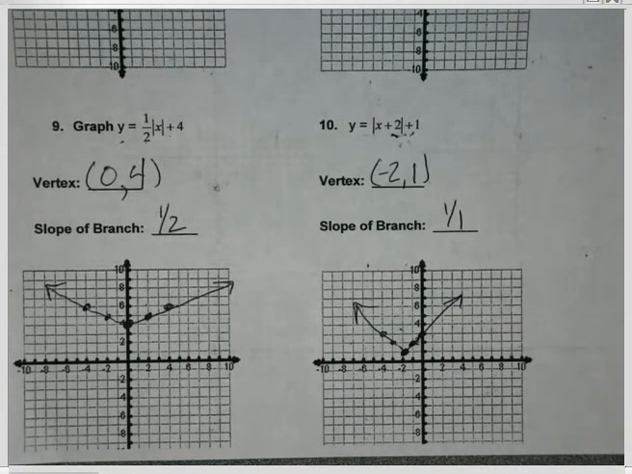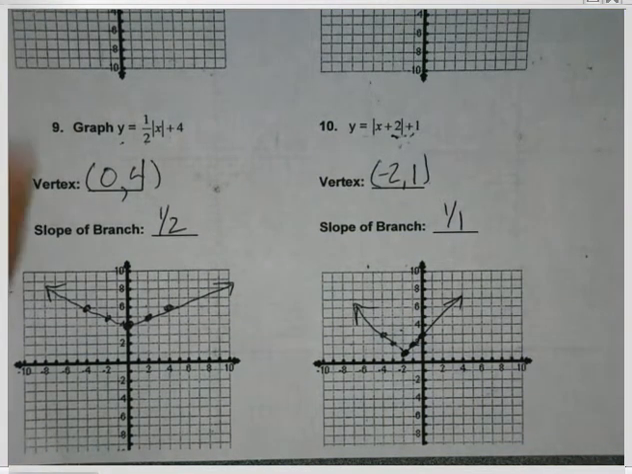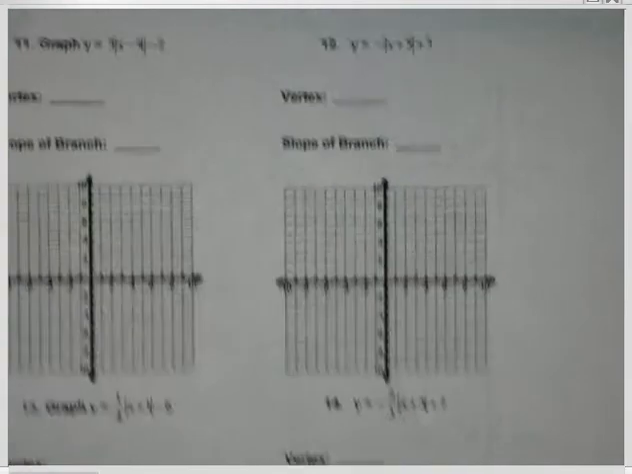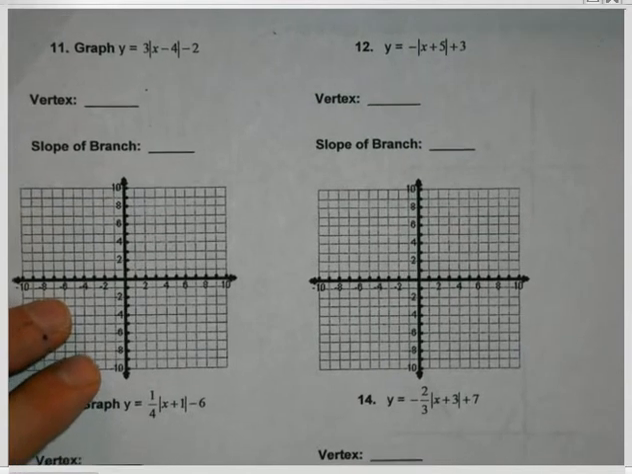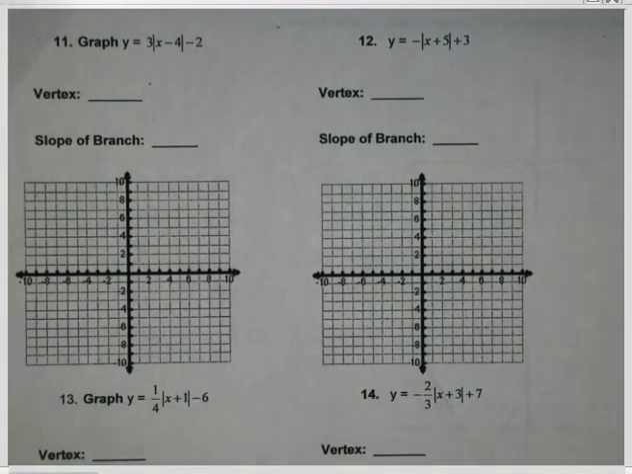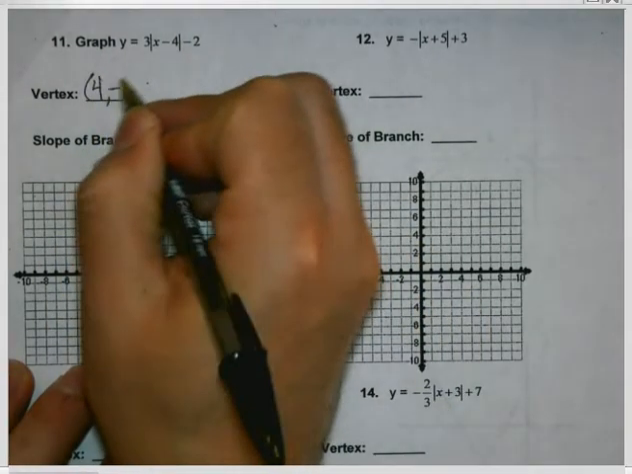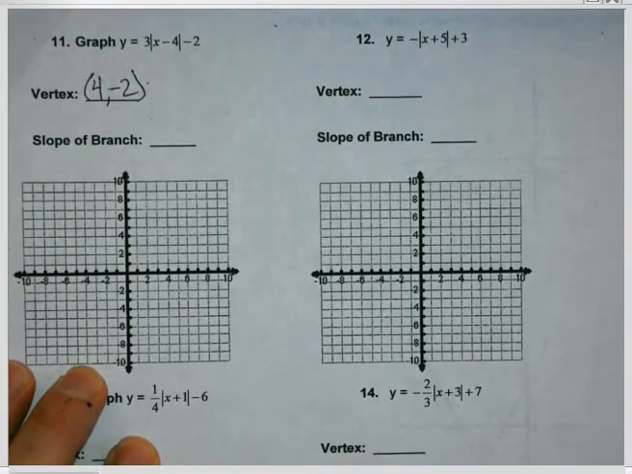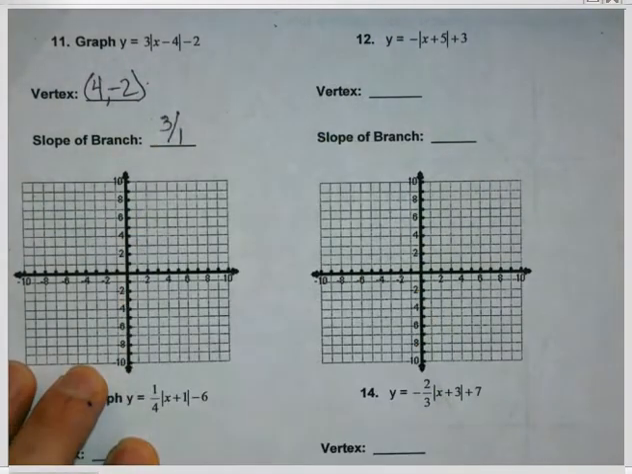We okay so far? On the next group then, we are only doing the vertex and the slope. Those are the 2 critical parts of this that we have got to be able to do. If we can do a vertex and a slope, these are easy to graph. All right, so 11, what's my vertex? 4, -2. My slope? 3.